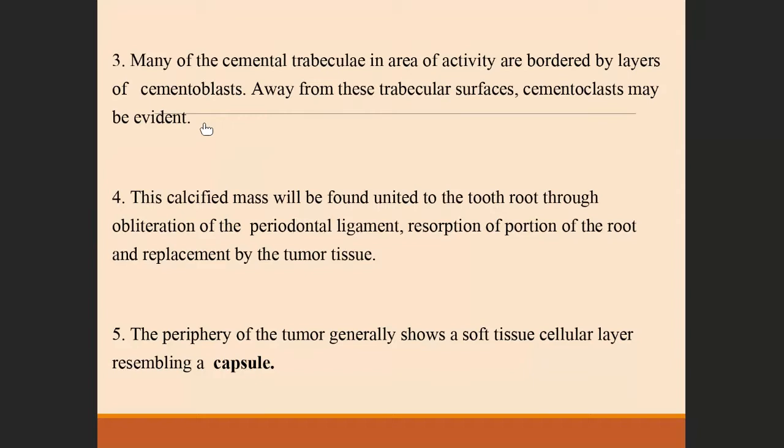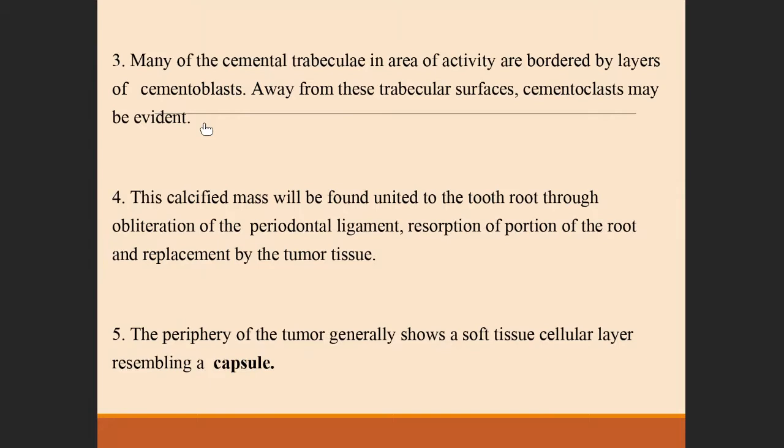That is, this hard tissue that is formed here, the cementoblastoma has resorbed the root and it is fused to the tooth root. So there is obliteration of the periodontal ligament space, resorption of the root, and the root is replaced by the tumor tissue. This is very important. Okay.